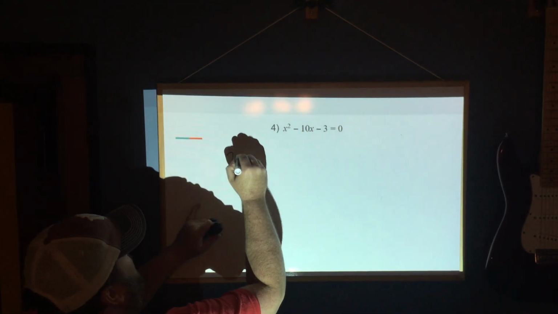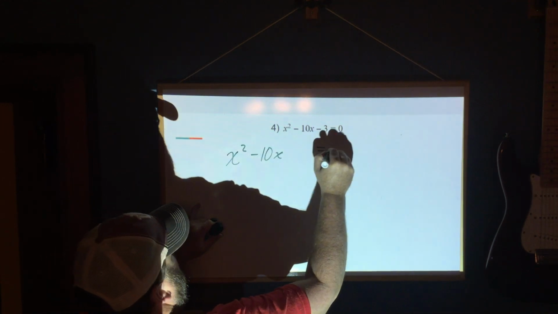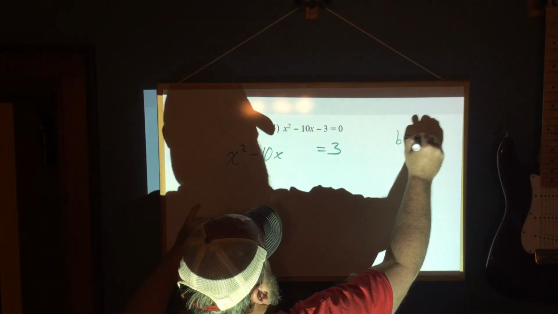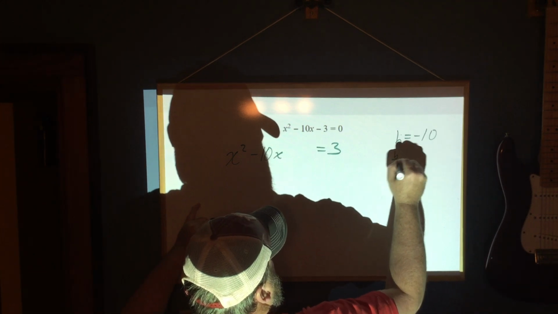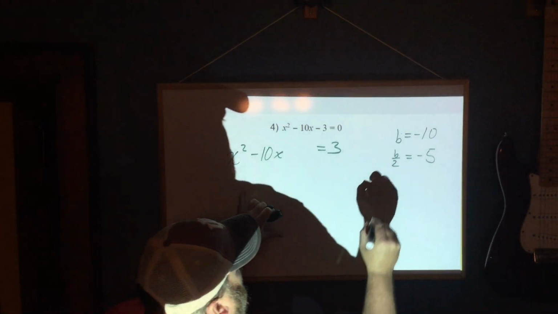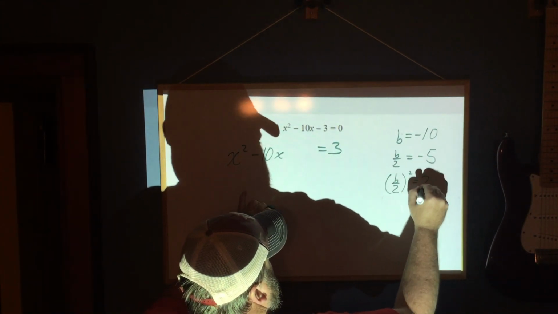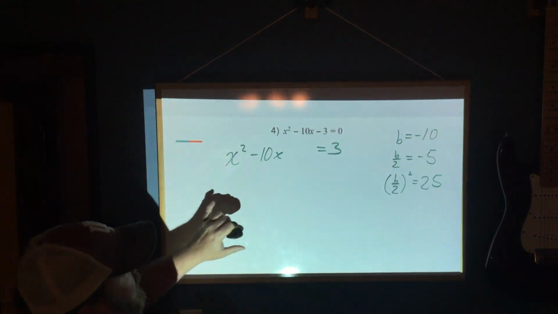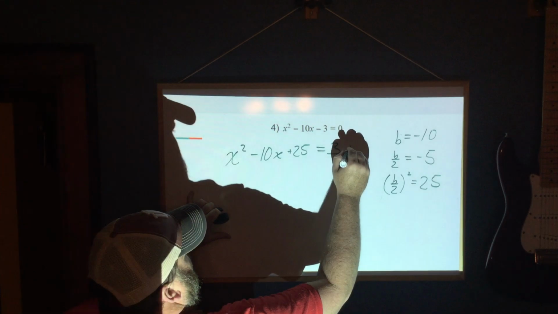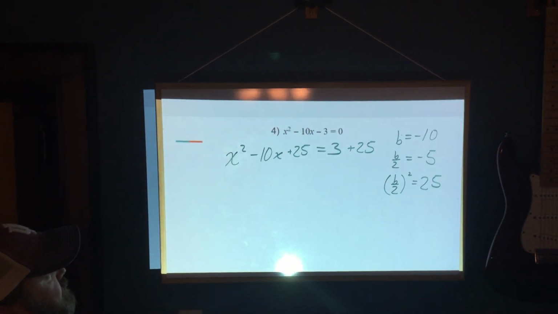Start out by transposing that constant over, so that's minus 10x equals 3. B is negative 10. Half of b is negative 5. Half of b squared is 25. So that'll complete the square. And then I have to add it to the other side to balance the equation.